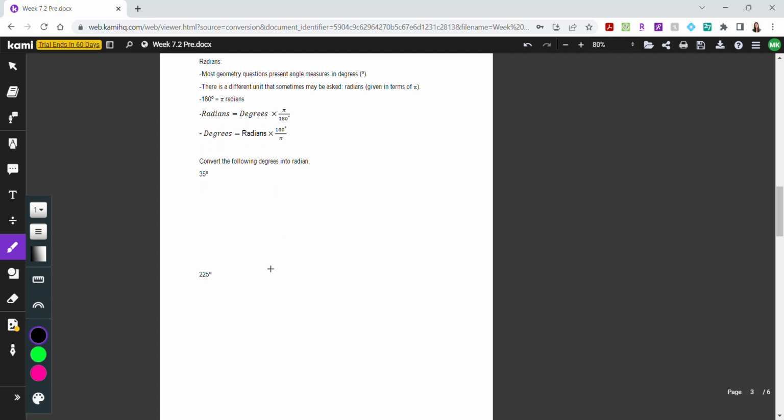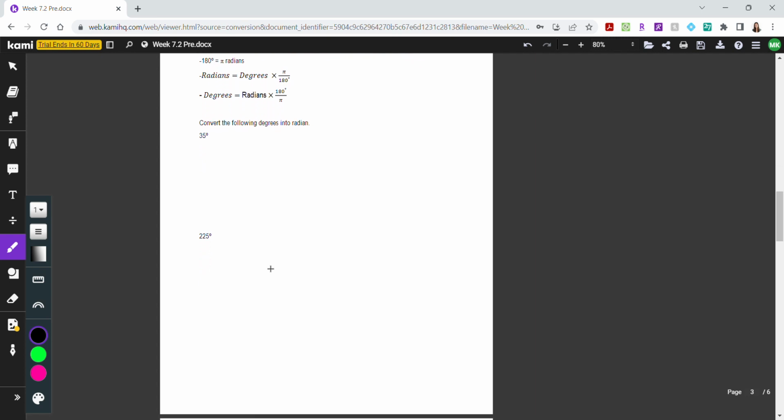So let's convert the following degrees into radians. In this case, I want to use this formula. So that means it's 35 degrees times pi over 180. When you put it into your calculator, just ignore the pi because you want to leave your answer in terms of pi. So you're going to do 35 divided by 180, which finally gives you 7 pi over 36. And that will be the angle in radians.